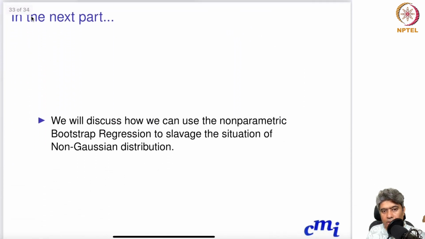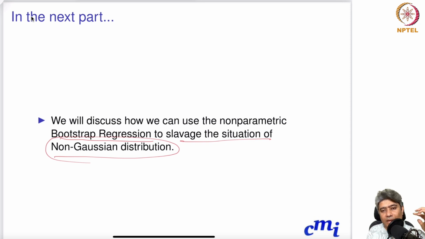In the next lecture, we will discuss how we can use non-parametric bootstrap regression to salvage the situation of a non-Gaussian distribution. In the next video, we will do hands-on work on CAPM, and after that we will talk about bootstrap regression to salvage the situation of a non-Gaussian distribution.